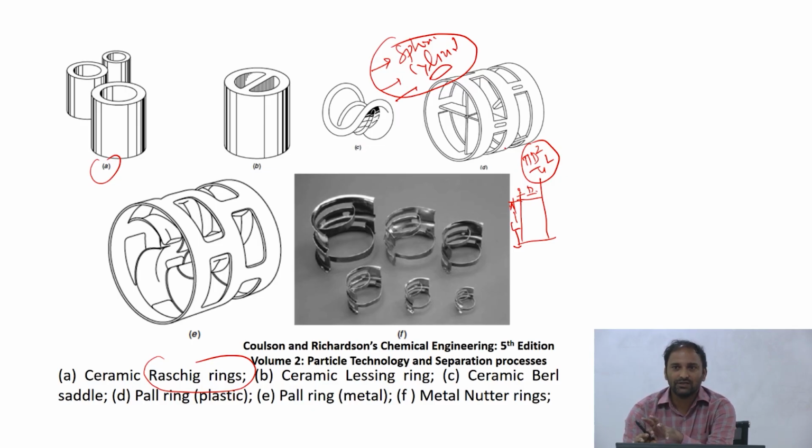So in the example that we saw, what I can do is take a column of some dimension and fill it up with particles of different sizes. That's one way of doing it. The same experiment can be expressed another way: I fix the column, I take particles of different sizes, and I express it as a ratio of dP by dL. That's what was basically done.